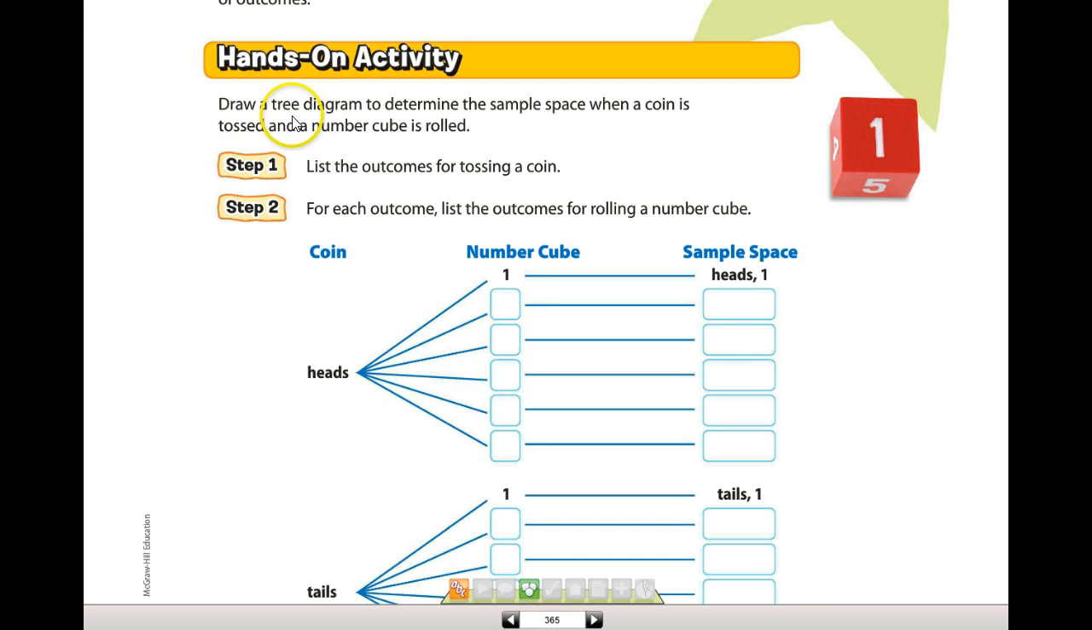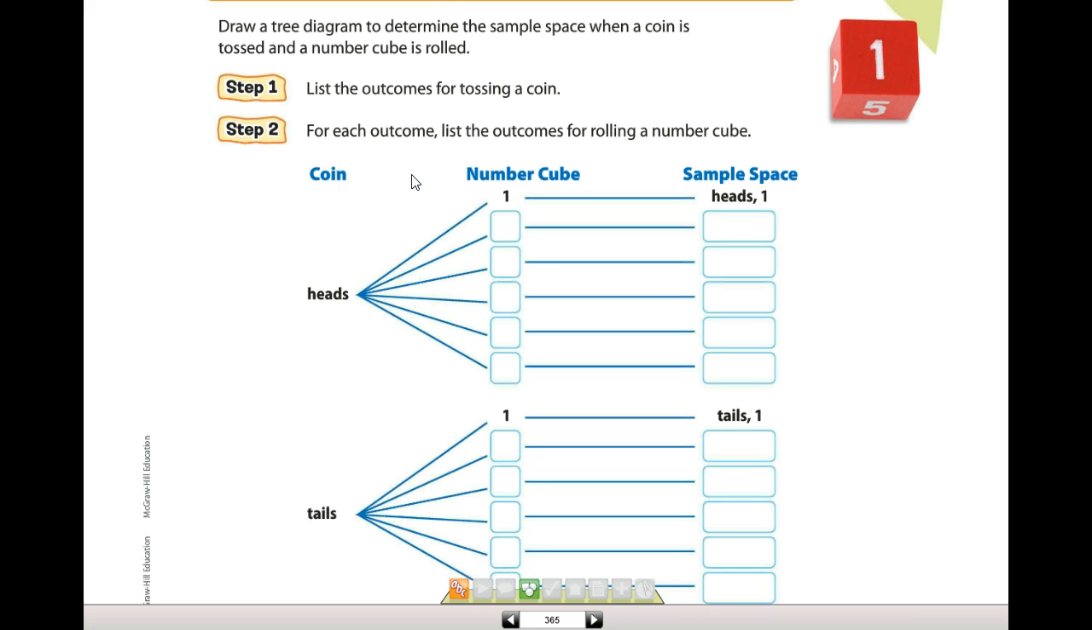So it says, draw a tree diagram to determine the sample space when a coin is tossed and a number cube is rolled. So we're having 2 events now. We are flipping a coin and rolling a single number cube. Step 1, list the outcomes for tossing a coin. Well, we're all pretty familiar that with most coins that we toss, we always call one side heads and one side tails. So when you first flip a coin, you'll either get heads or you'll get tails.